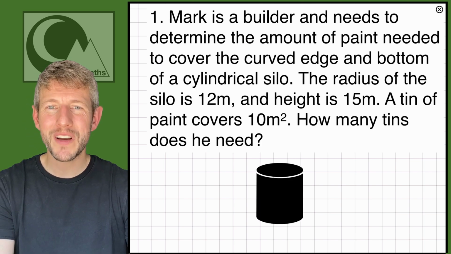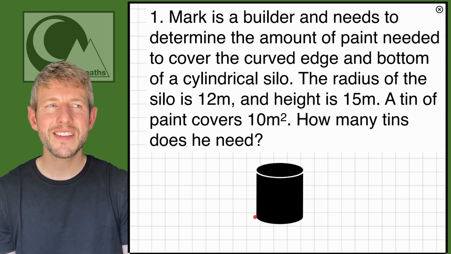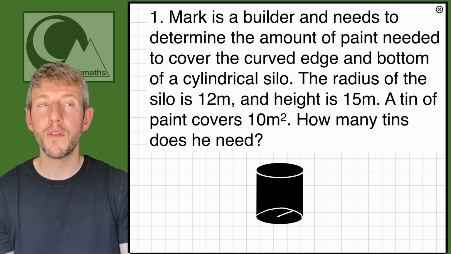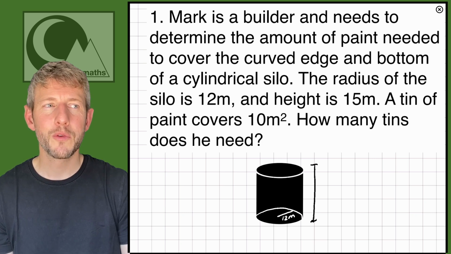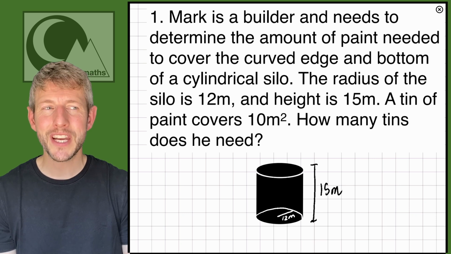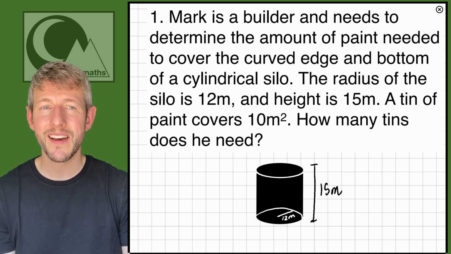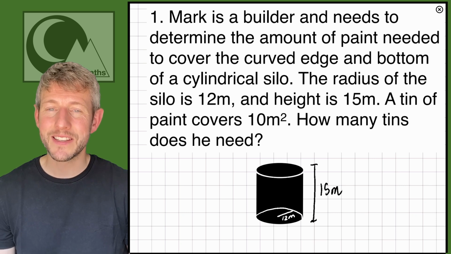Here we go. We've got question 1 in a scenario. So it says, Mark is a builder and needs to determine the amount of paint needed to cover the curved edge and bottom of a cylindrical silo. The radius of the silo is 12 metres and the height is 15 metres. A tin of paint covers 10 metres squared. How many tins of paint does he need?